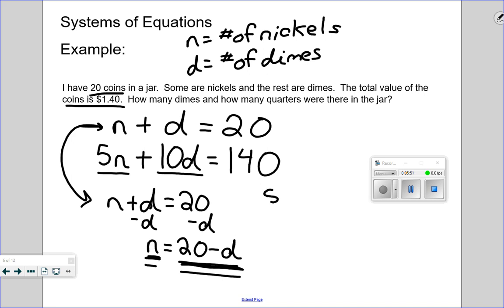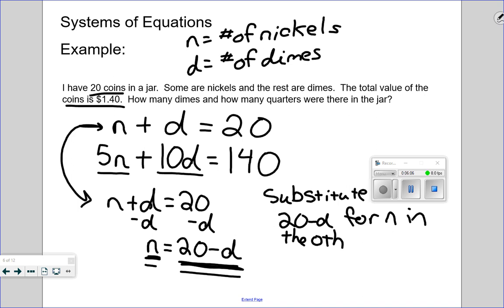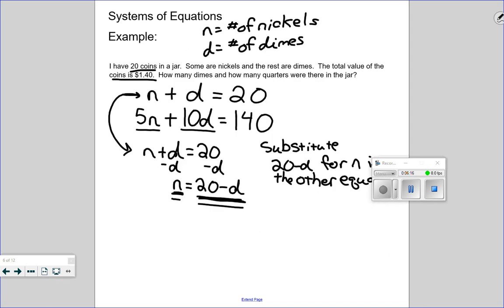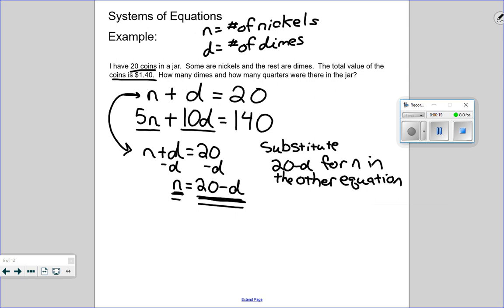So the next thing is we're going to do our substituting. So we're going to substitute 20 minus d for n in the other equation, not the one I just used, but the other one. So you're essentially going to rewrite the other equation, but you're going to replace the n with 20 minus d, since we determined that they're equal. So here's what I mean. This is the equation I'm talking about.